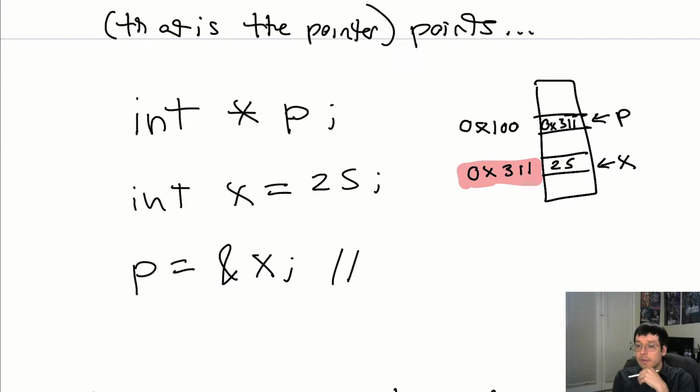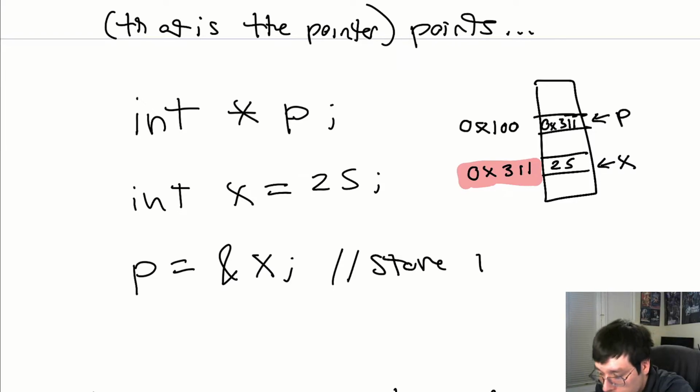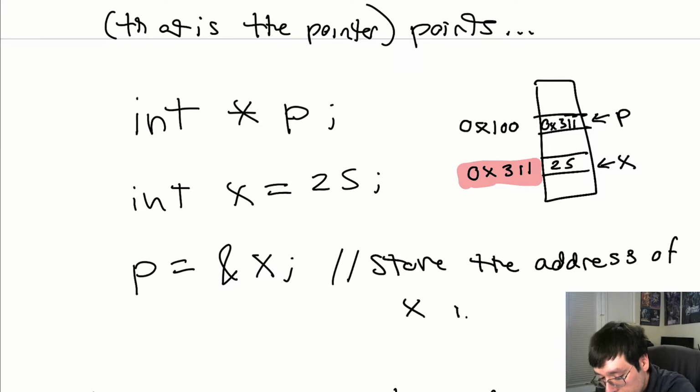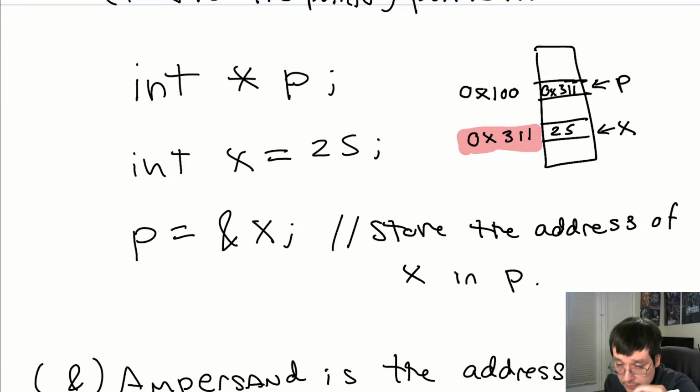Why is that important? Because now we know where X lives per se, and so we can access it and play with it and modify it. And you'll see in a second, okay? But ultimately, just know that what you're doing here is you're storing the current address of X in pointer P. Okay? Now, here comes the cool part.